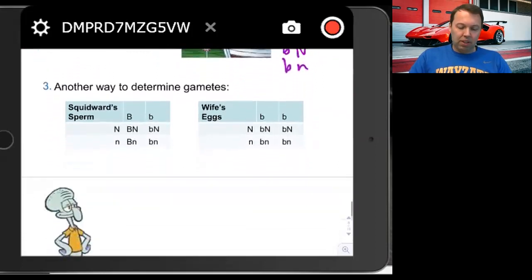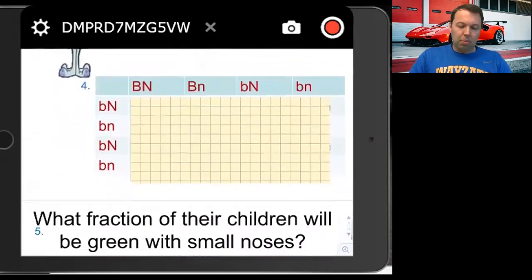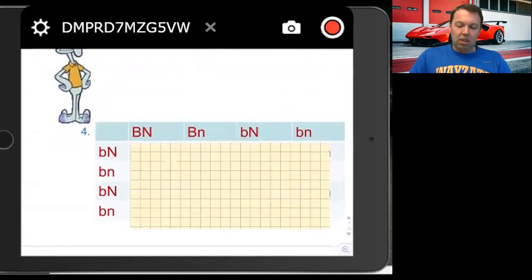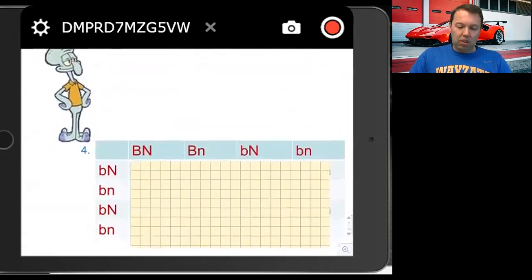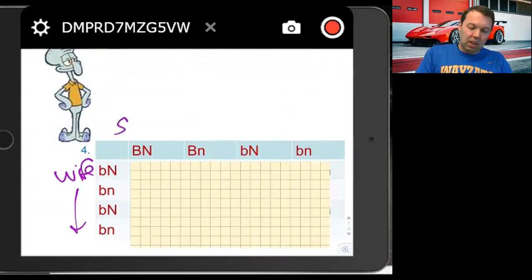All right, so let's go to step 4. We're actually going to do the Punnett square. Okay, so just looking at these, we can kind of figure out where the wife is. Here's the wife down the side here. There's her genotypes of her gametes, her possible gametes. And then here's Squidward himself. You can see his gametes down here.